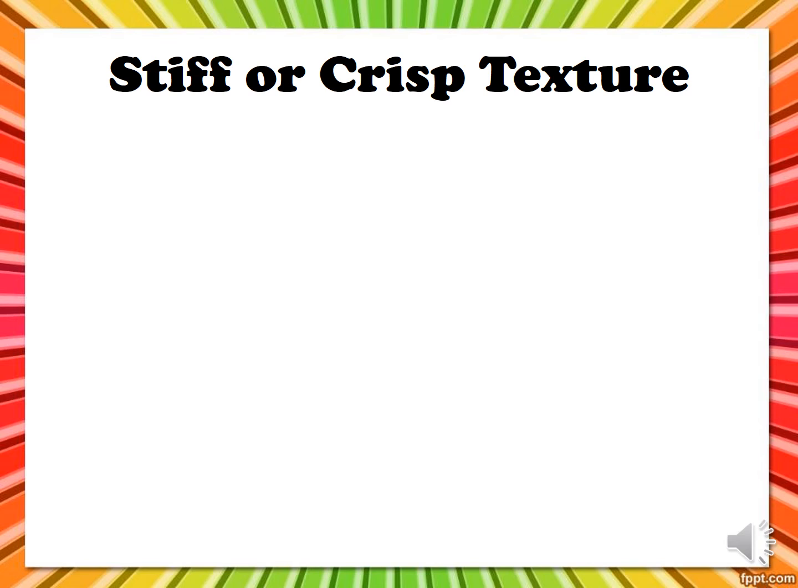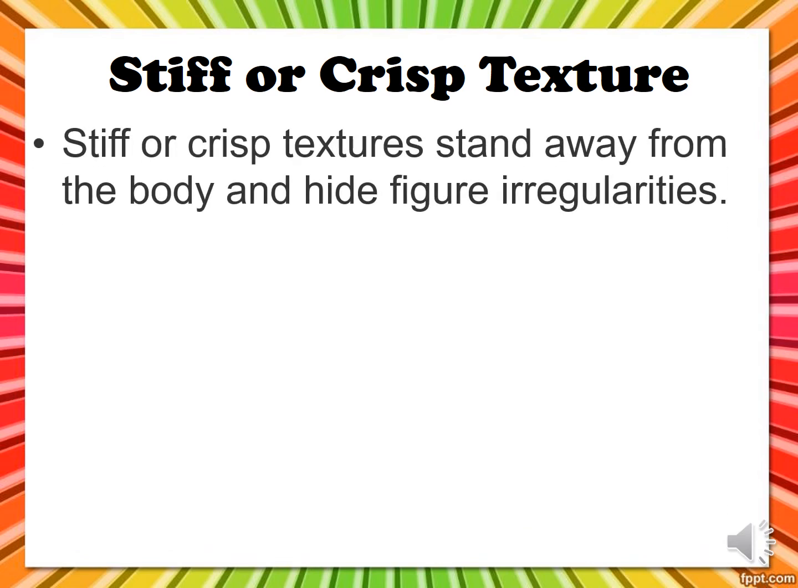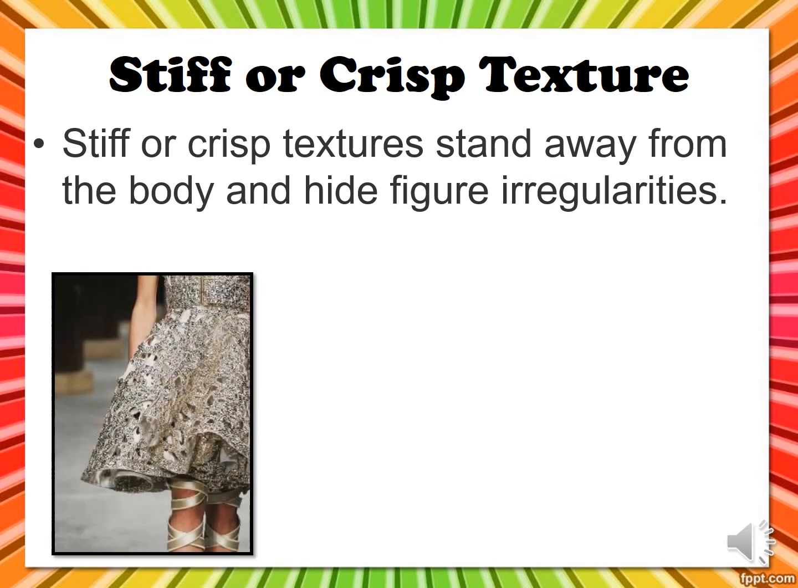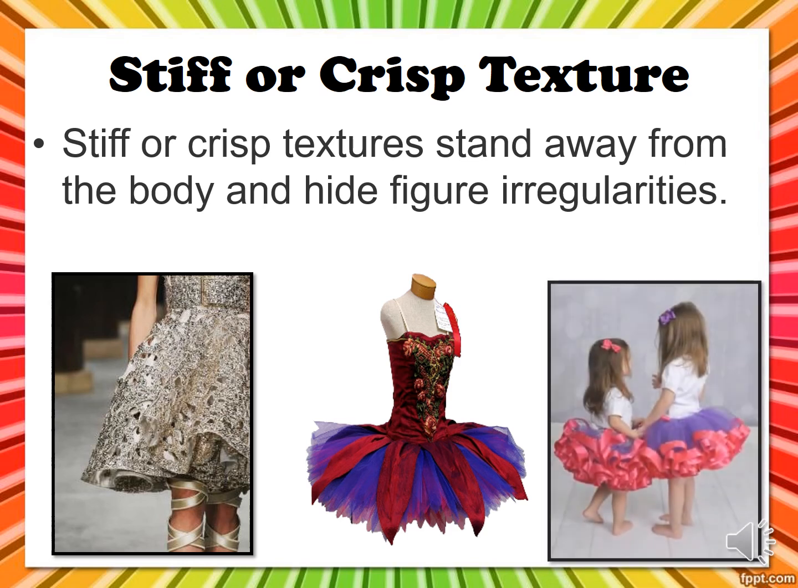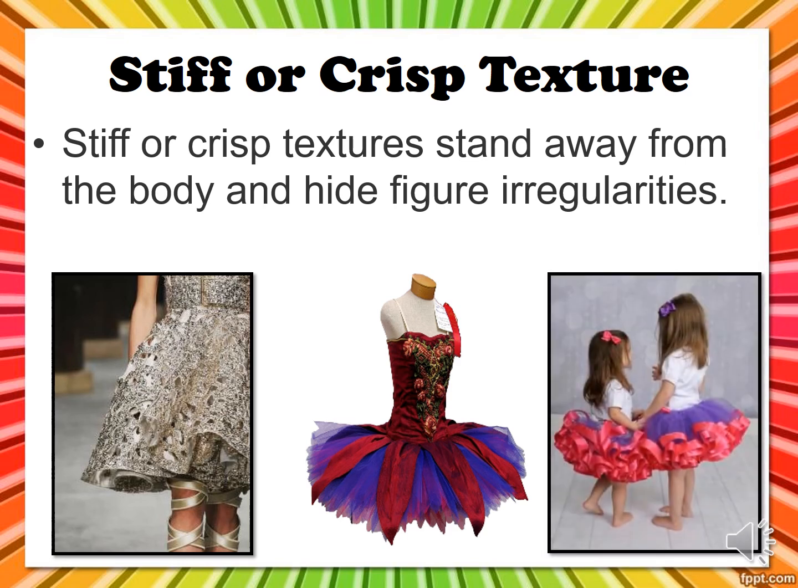Let's look at stiff and crisp texture. Crisp and stiff texture stands away from the body and hides figure irregularity. Those examples you can observe from the design. Look at those two little girls. You're seeing that their skirts are standing away from their body, which lets you know that this material is stiff.